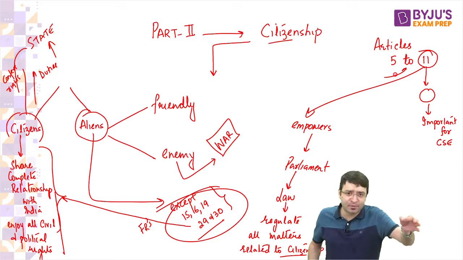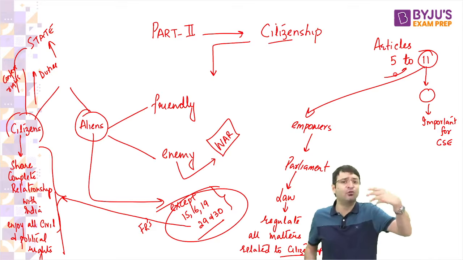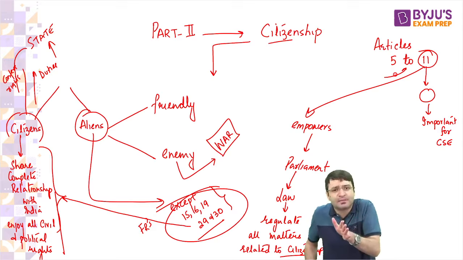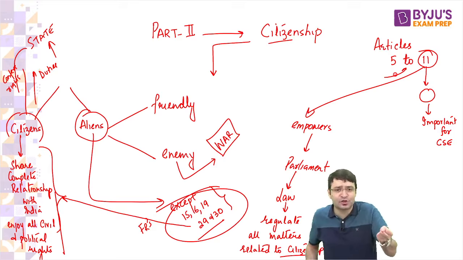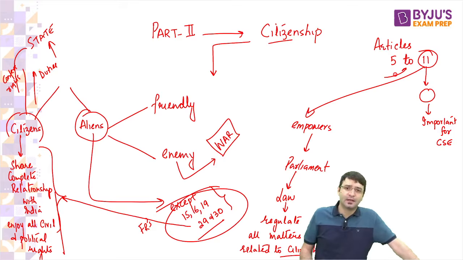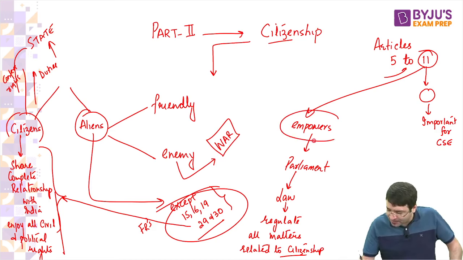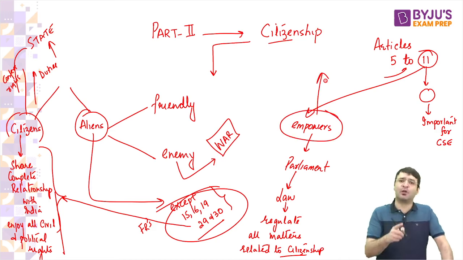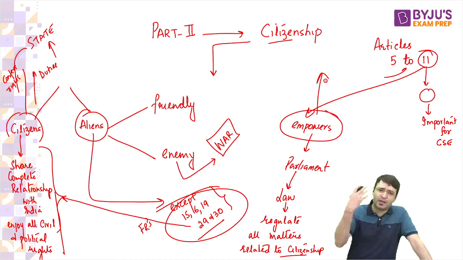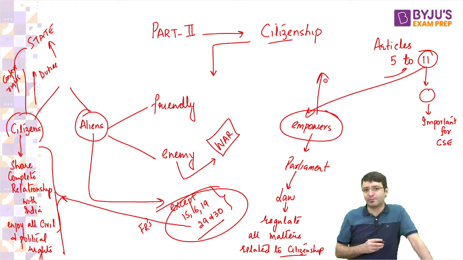The ball is with the political class. You decide, you define who can now become the citizen of India. How can they become citizens of India? How can citizenship be revoked as well? That is why Article 11 gives power to the Parliament that you can pass a law, and through this law you can regulate all matters related to citizenship.